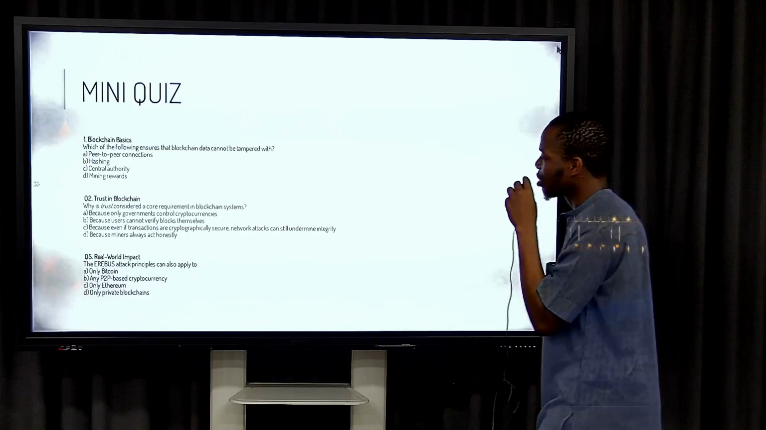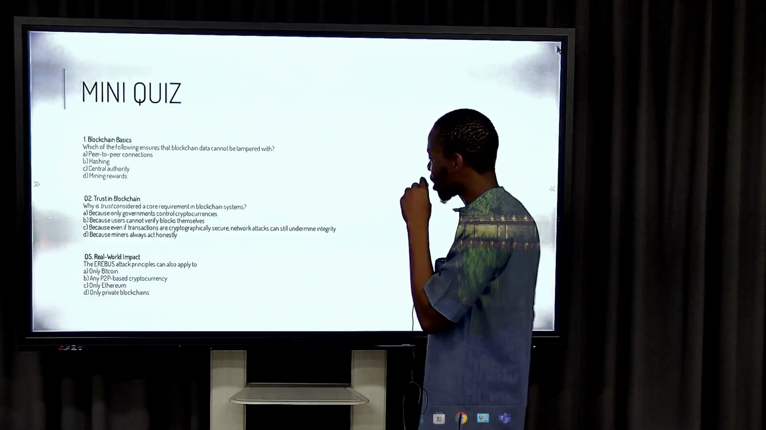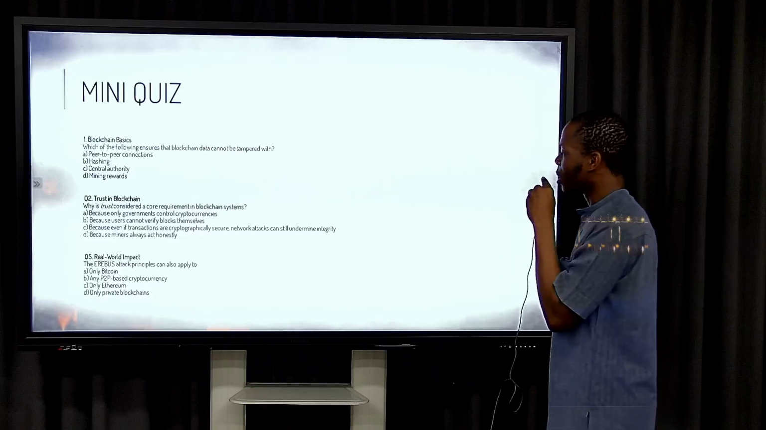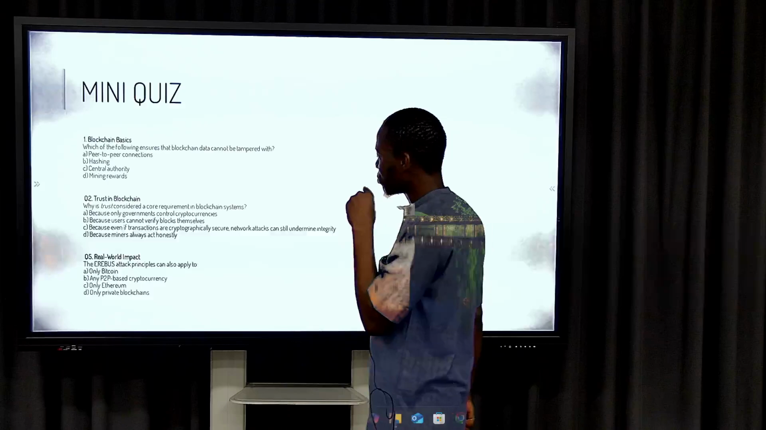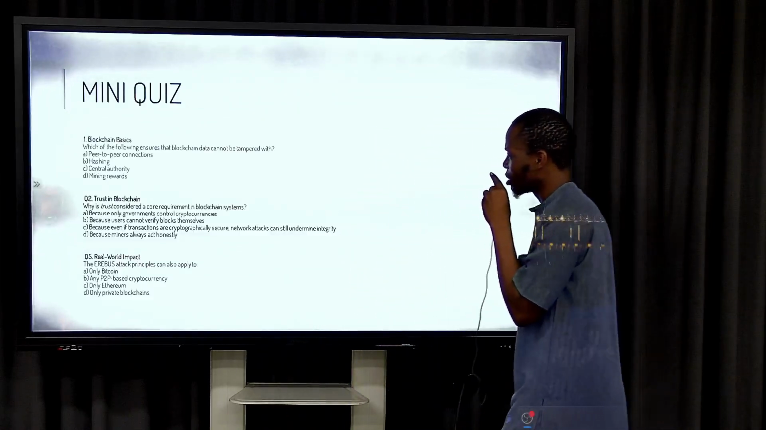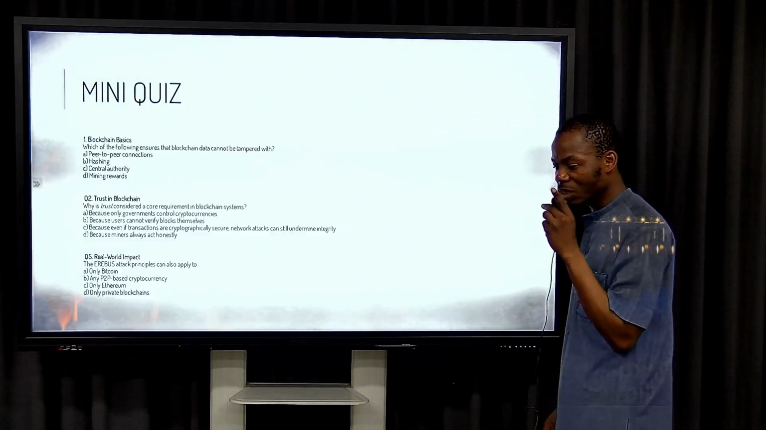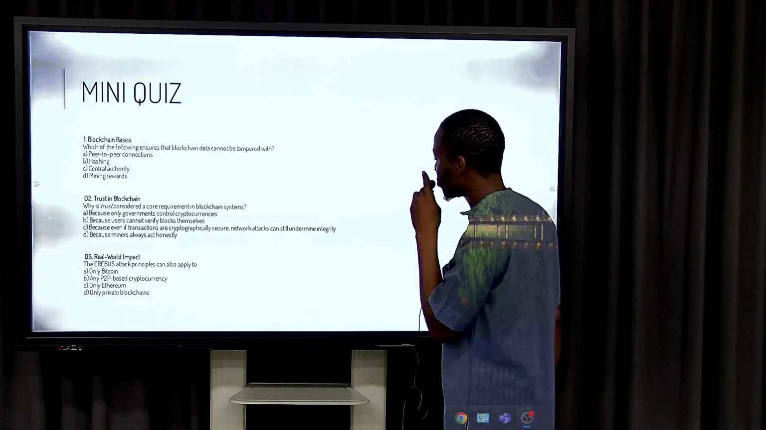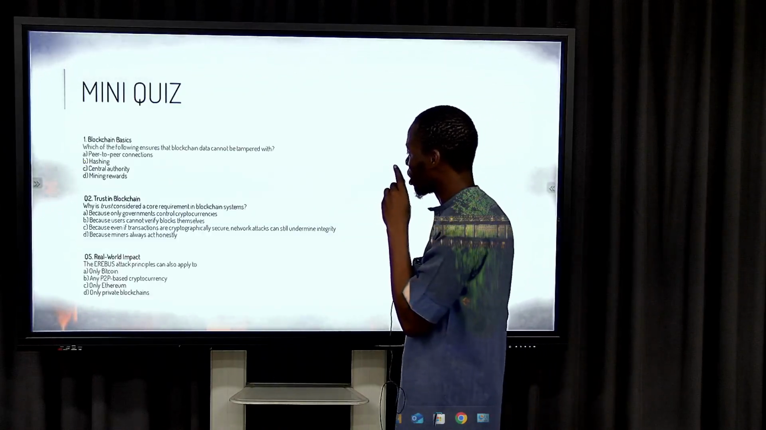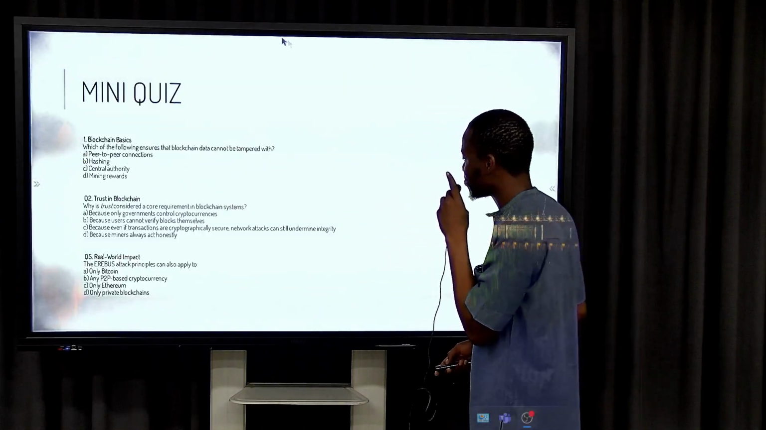Then the next question, real world impact. The Eclipse attack principles can also be applied to: A, only blockchain. B, any peer-to-peer based cryptocurrency. C, only Ethereum. Ethereum is an example of a blockchain too, a public blockchain. And D, only private blockchains.